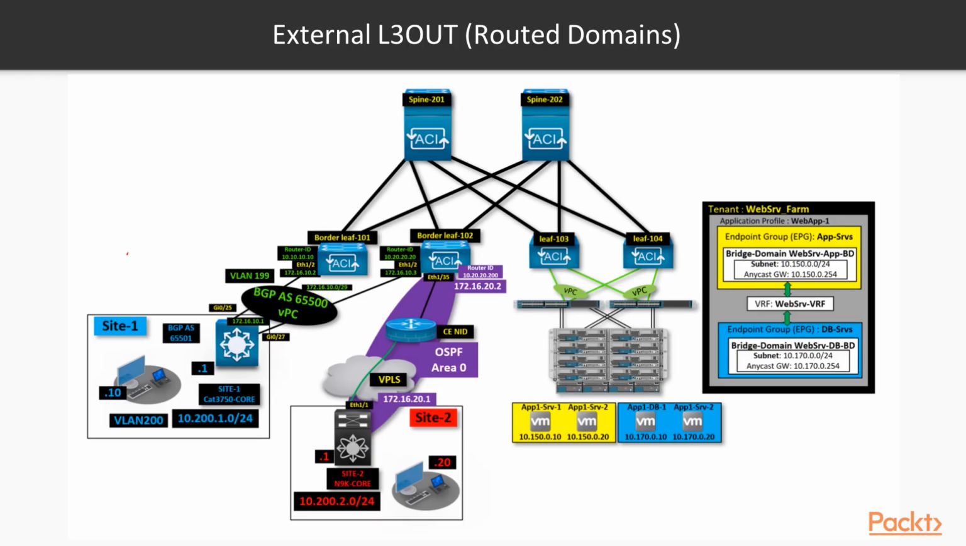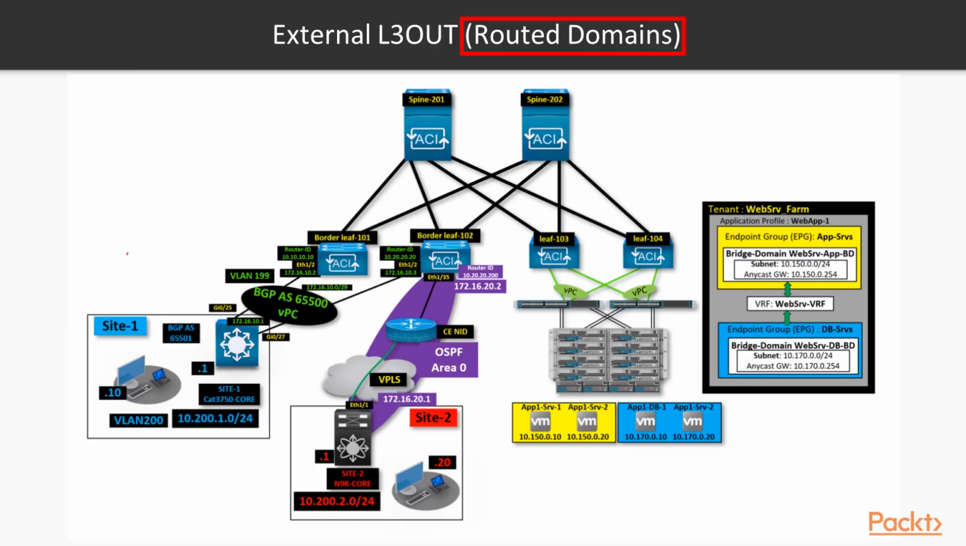When we work with external L3 outs, we're basically connecting a remote network onto our ACI fabric by creating an external routed domain. So you can see right here, we've got a routed domain, which in this case is the L3 out. First of all, don't be scared about this slide or this topology. It might look very complex, but I am going to break it into two separate sections.